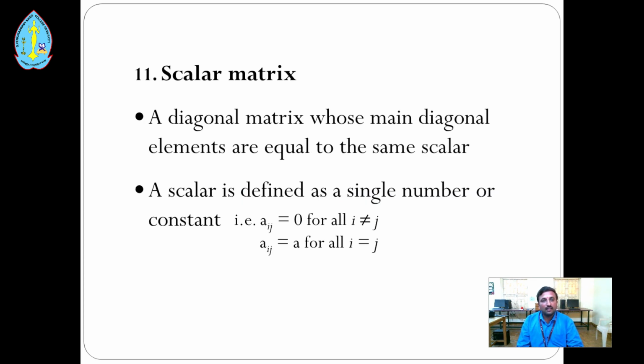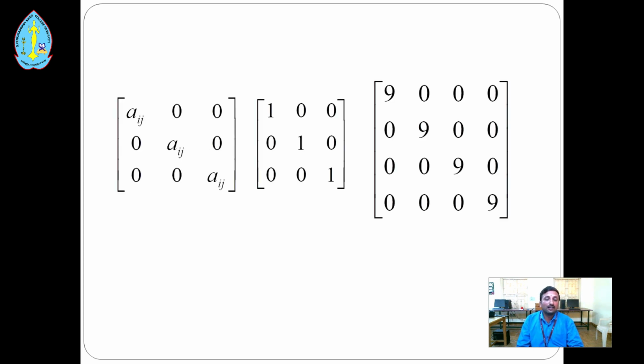And the eleventh one, scalar matrix, a diagonal matrix whose main diagonal elements are equal to the same scalar. A scalar is defined as a single number or constant. That is, Aij equal to 0 for all i not equal to j, and Aij equal to a for all i equal to j. a is some constant. These are the examples of a scalar matrix. Second one is 3 cross 3 scalar matrix, and third one is 4 cross 4 scalar matrix. The main diagonal contains the same element 9.